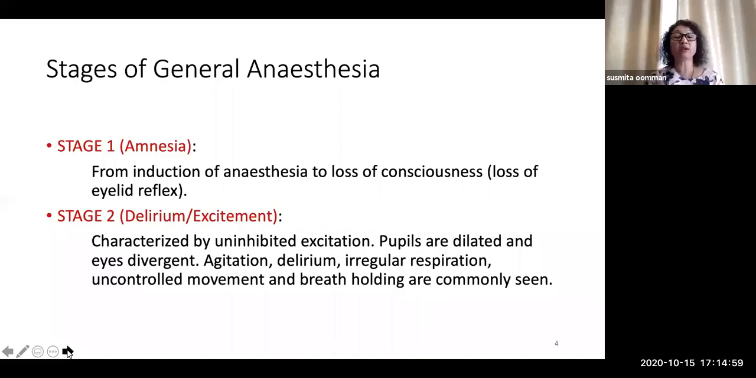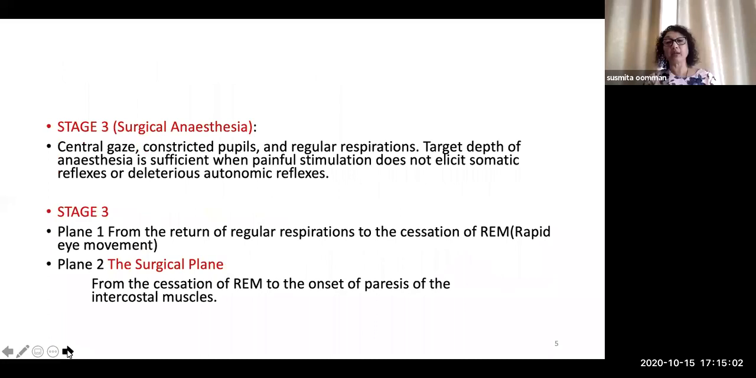Which is stage three, which is anesthesia, where we find that the pupils and the eyes become central, and the respiration settles down and becomes regular. We realize that the depth of anesthesia is sufficient, such that when we stimulate the patient, that is our check, the patient does not elicit any reflexes or react. And there are no autonomic reflexes. By autonomic reflexes, I mean any change in heart rate or blood pressure that would alert us that probably the patient is not deep enough.